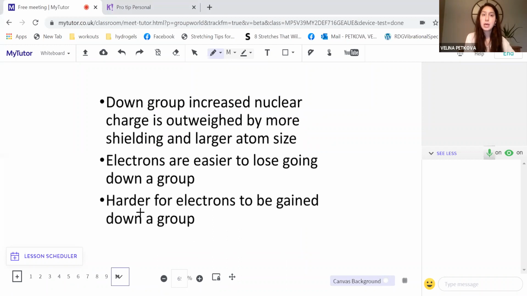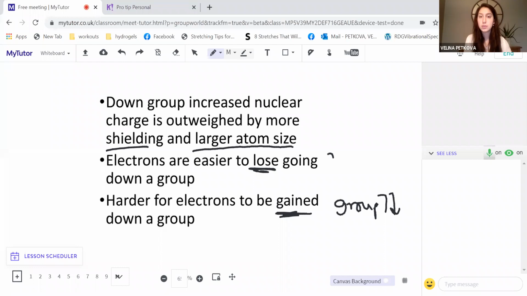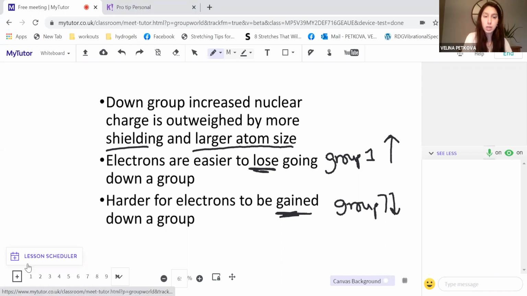So down the group, the increased nuclear charge is outweighed by the shielding and the larger atom size. Therefore, there's a reduced electrostatic attraction between the outer electrons and the nucleus. So electrons down the group are easier to lose, but they are harder to gain. So that's why group 7 reactivity decreases down the group, and group 1 reactivity increases down the group, because group 1 are trying to lose an electron, whilst group 7 are trying to gain an electron.